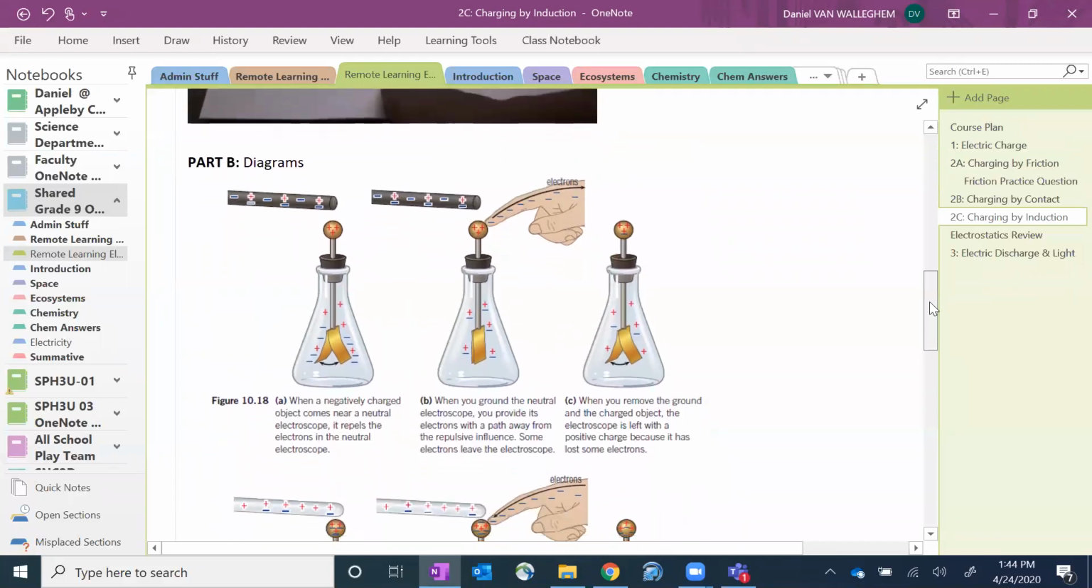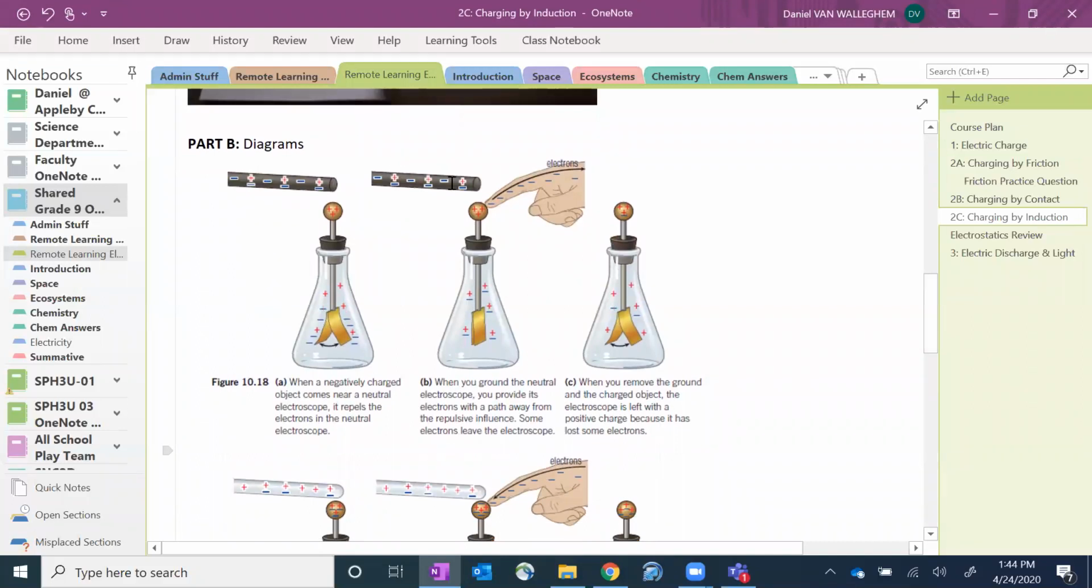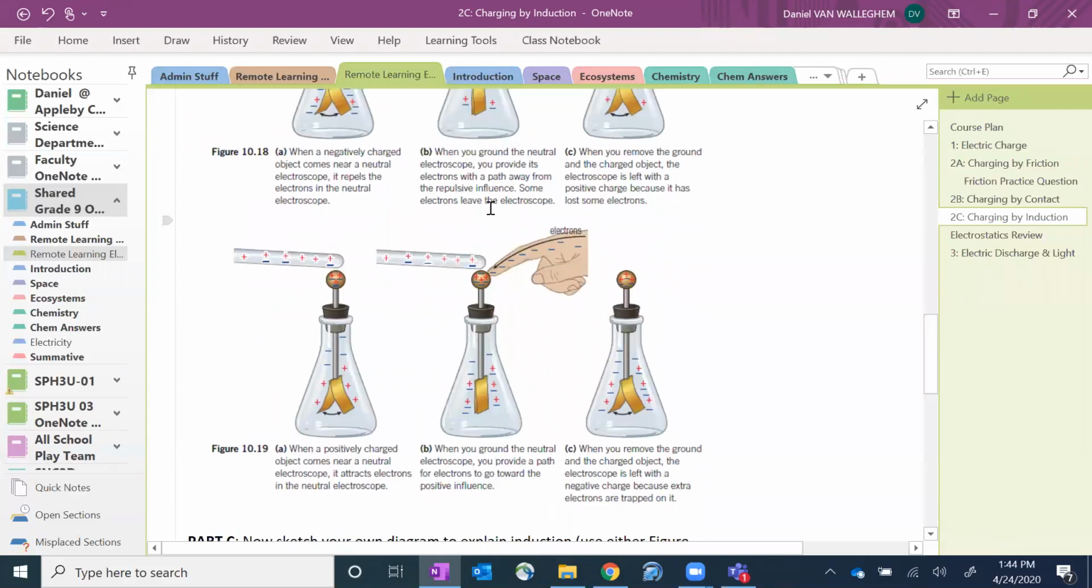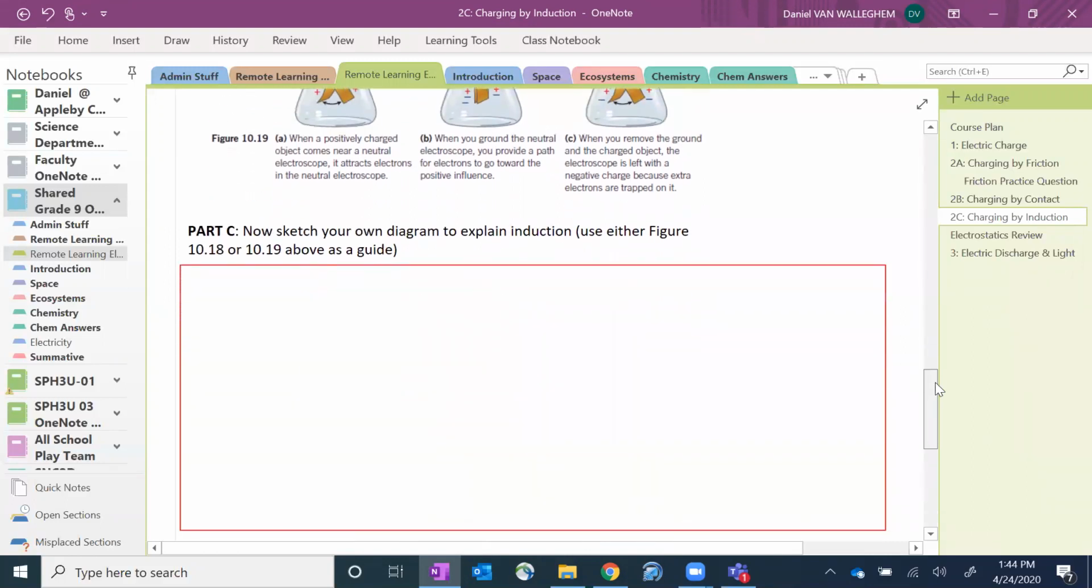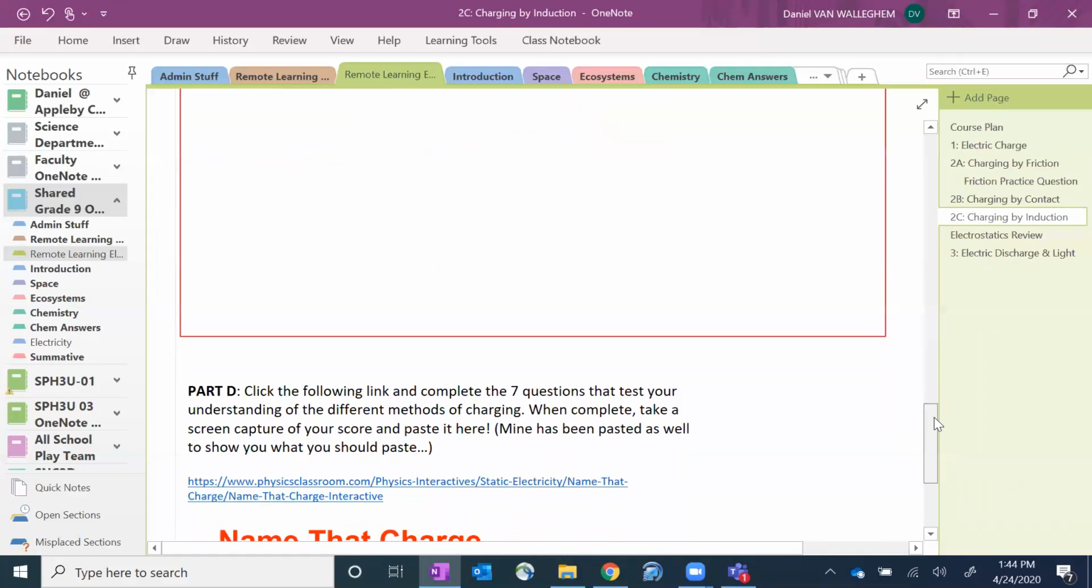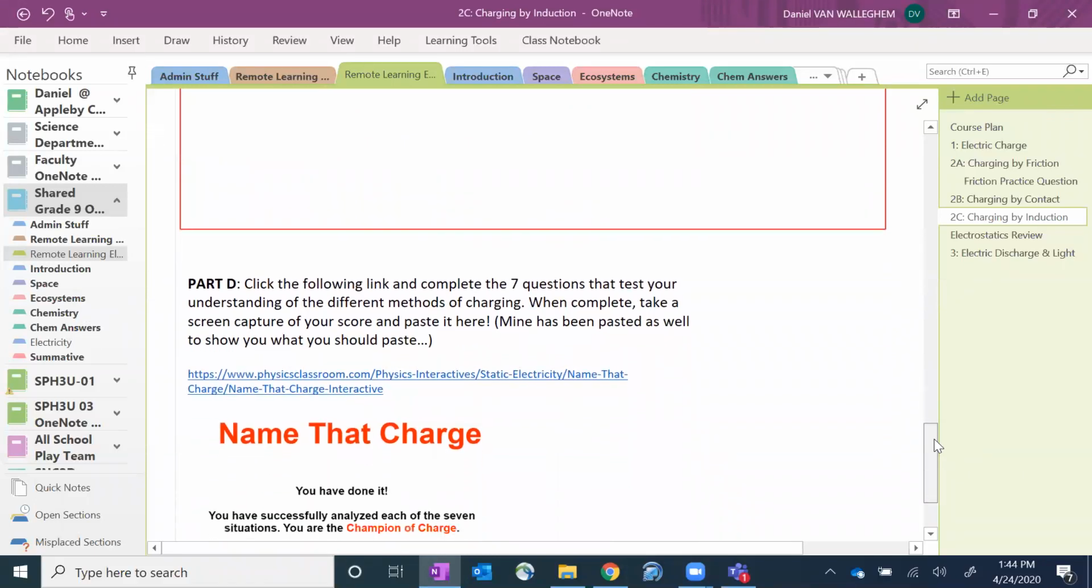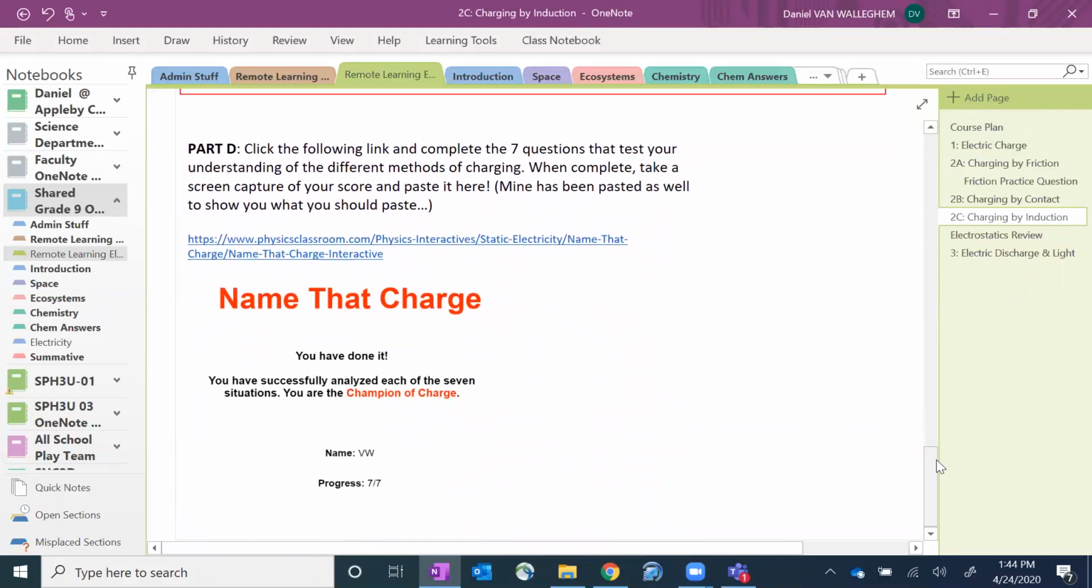So here's the diagram from the textbook you're seeing here. This first set of pictures explains what happens when you have a negatively charged rod brought close. The second set of diagrams shows what happens if you have a positively charged rod brought close. And then you're just going to have to resketch it or sketch a new one any way you see fit in the box. And now that we're done the 3 methods of charging, you're going to attempt a short little quiz.